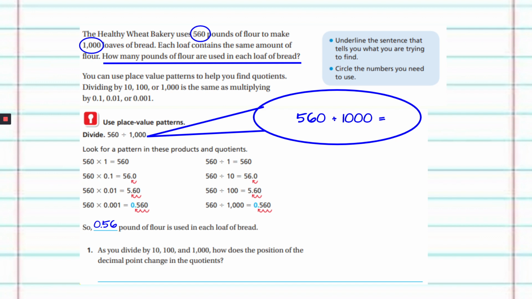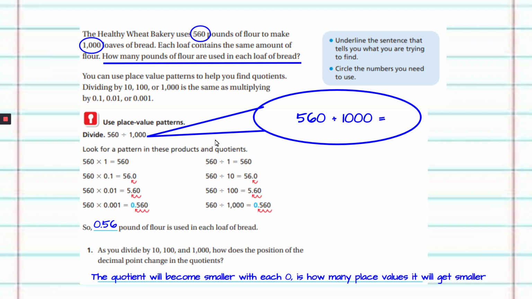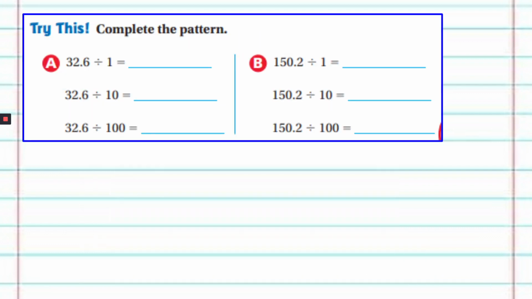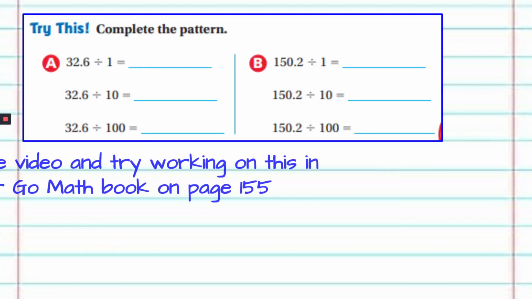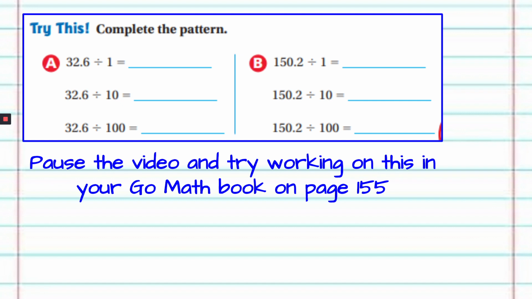As you divide by 10, 100, and 1,000, how does the position of the decimal point change in the quotient? You might pause this to discuss with your friends, with your class, your neighbors. The quotient will become smaller with each zero, and it is how many place values it will get smaller. Okay, pause this video and try working it in your Go Math book.